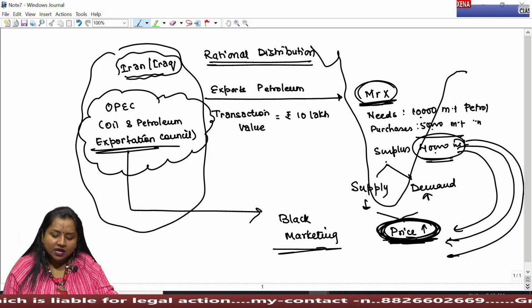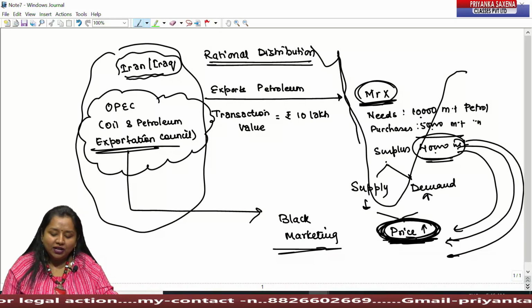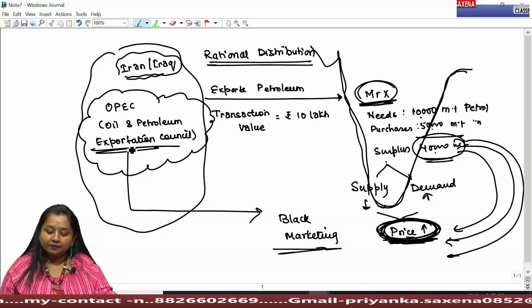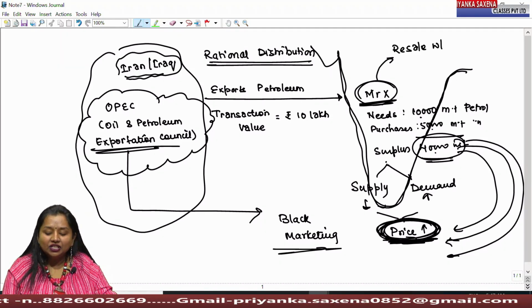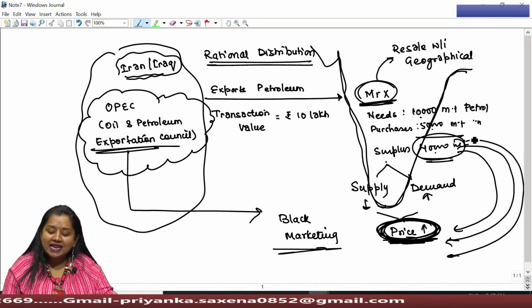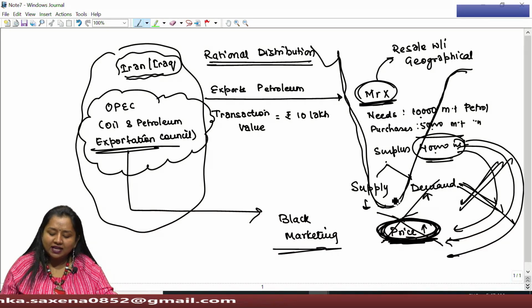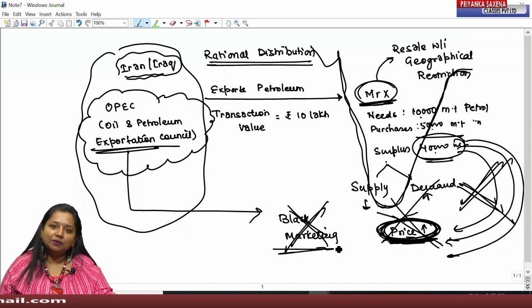OPEC has imposed a restriction on all the buyer countries that whatever petroleum is purchased by the different importers from OPEC, they shall be liable to resell such product within their geographical boundary. They cannot resell such product to any other country. And since such product cannot be resold to any other country, because of this geographical restriction, black marketing of this scarce resource has been reduced.